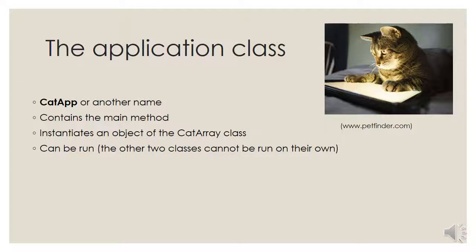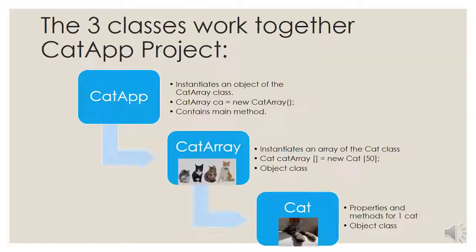The last class is the application class. We would typically call it CatApp or another name. It contains the main method, and it instantiates an object of the catArray class. It can be run, whereas the other two classes cannot be run on their own. The three classes work together in the CatApp project. CatApp is where we instantiate an object of the catArray class.